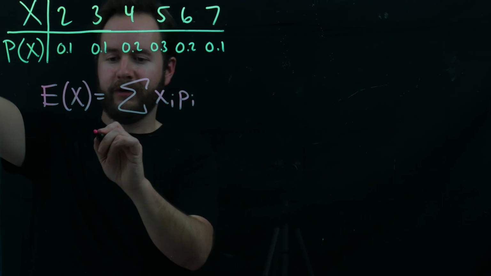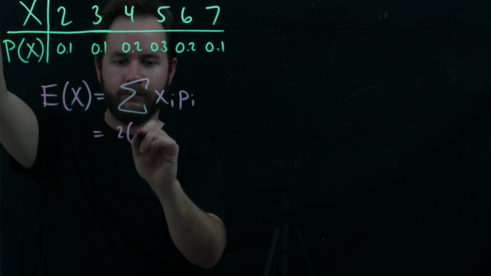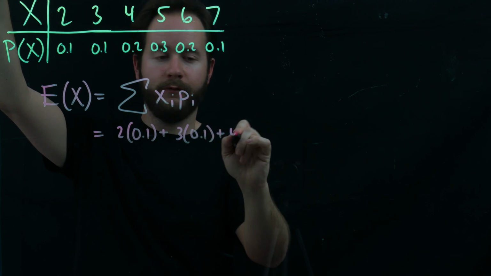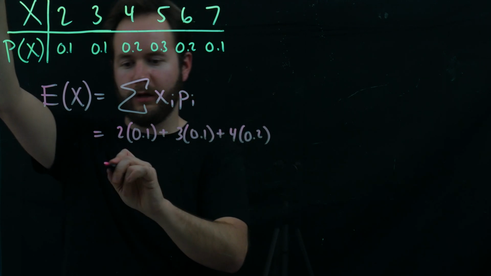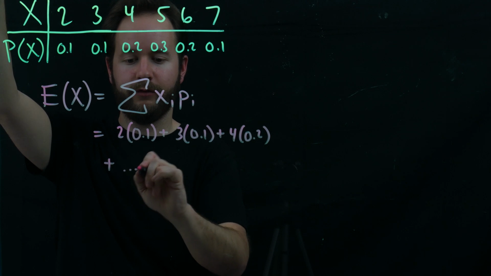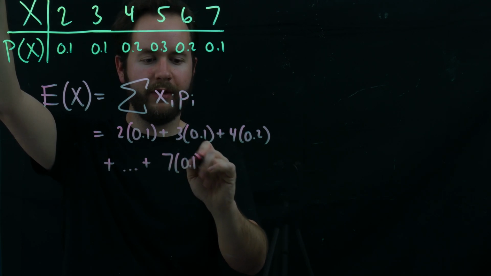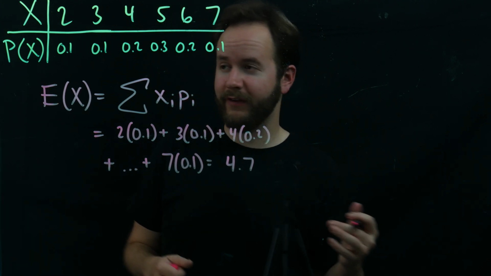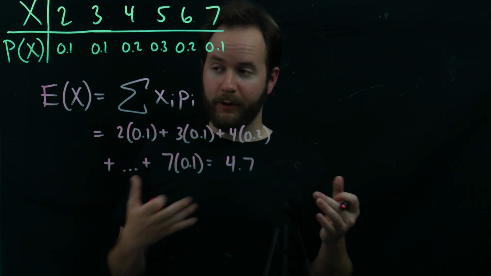That is, we're going to take 2 times 0.1 and add 3 times 0.1, 4 times 0.2, and so on down the line until we get down to 7 times 0.1. And when we get that, we get 4.7. Easy enough calculation, right? Variance is a little bit harder.